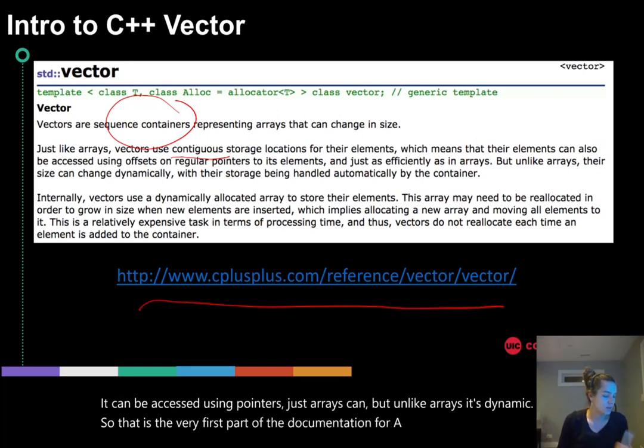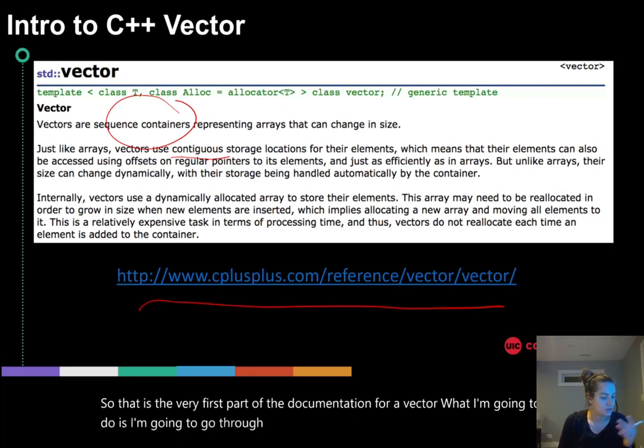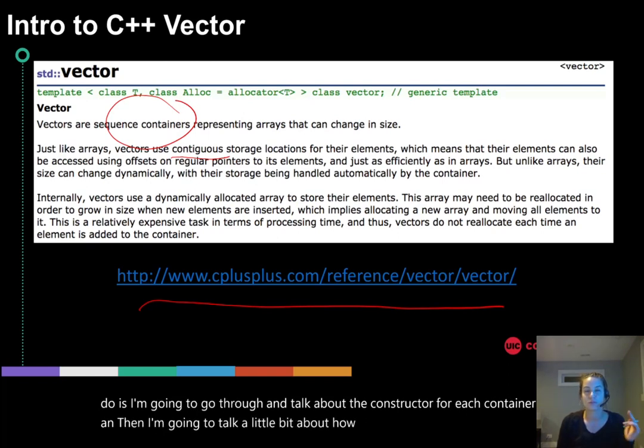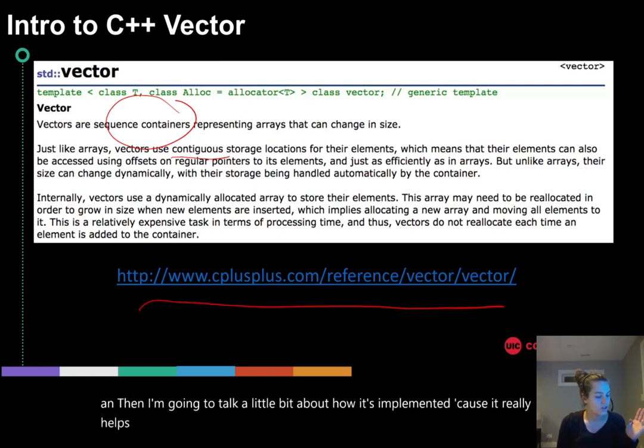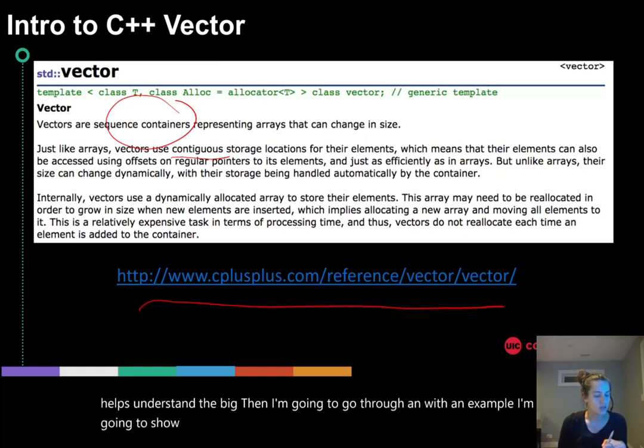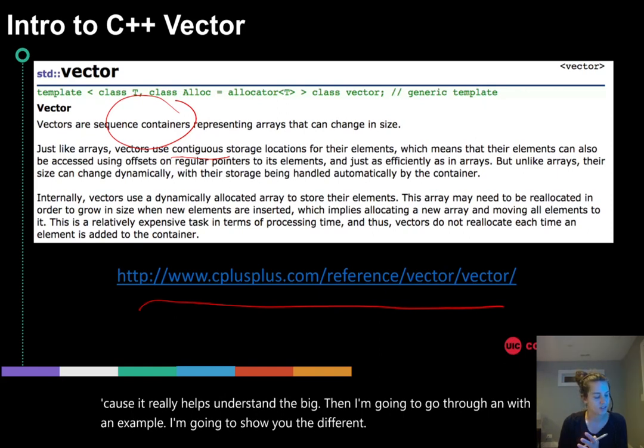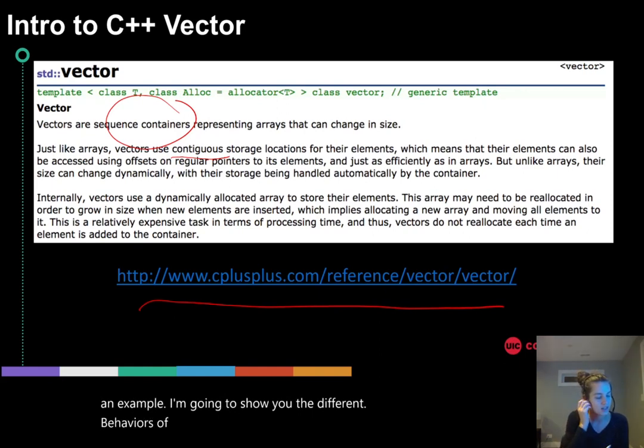What I'm going to do is go through and talk about the constructor for each container, and then talk a little bit about how it's implemented because it really helps understand the big O. Then I'm going to go through with an example and show you the different behaviors of the container and talk about the big O of each of those things.